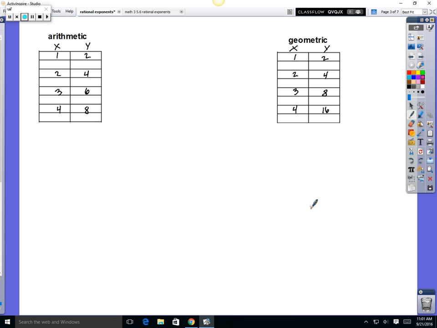Okay, you got an arithmetic sequence, a geometric sequence. 1 gives you 2, 2 gives you 4. So arithmetic, that means it grows by addition. So 2 to 4, that went up twice. 4 to 6, that went up twice. 6 to 8, that went up twice.